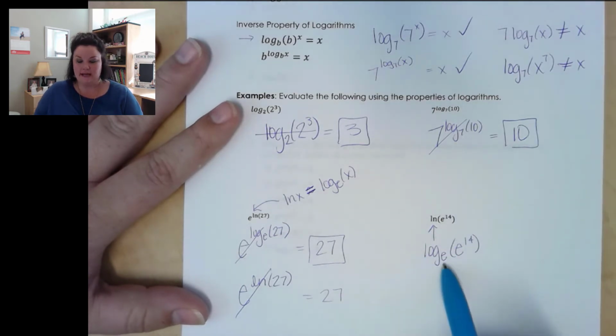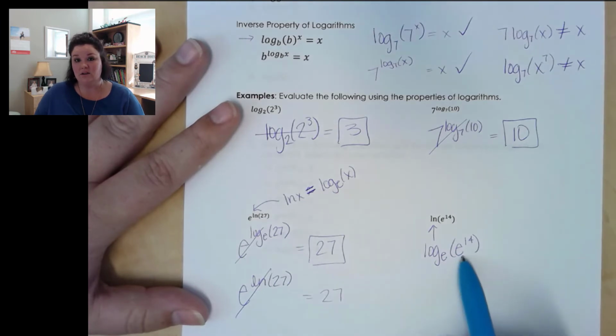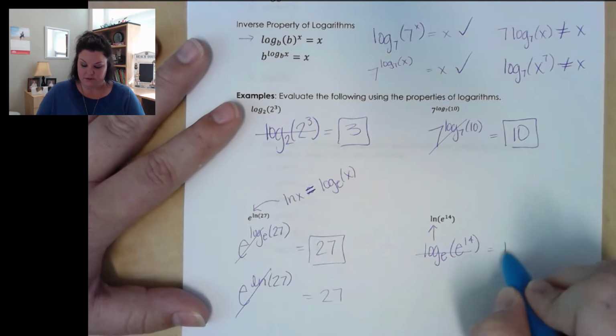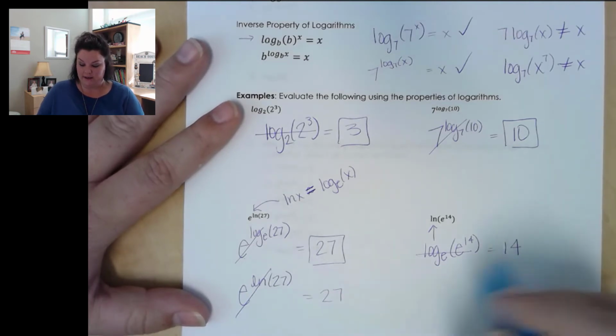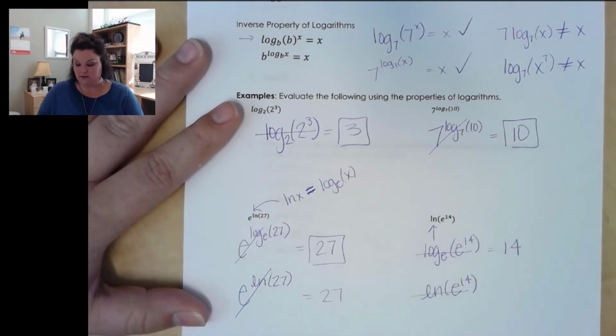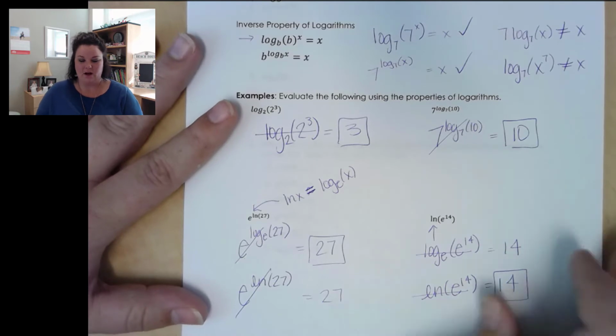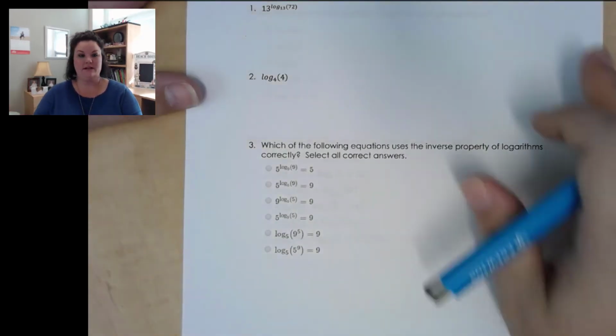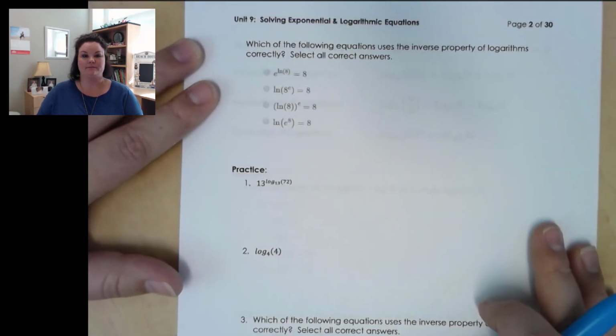My log base and my exponential base inside the log match, and so they cancel, and I end up with 14. Or again, if it's just written as ln of e to the 14th, ln and e cancel, and I'm left with 14. All right. Let's look at one more at the top of the next page, and then I'll have you all try some.